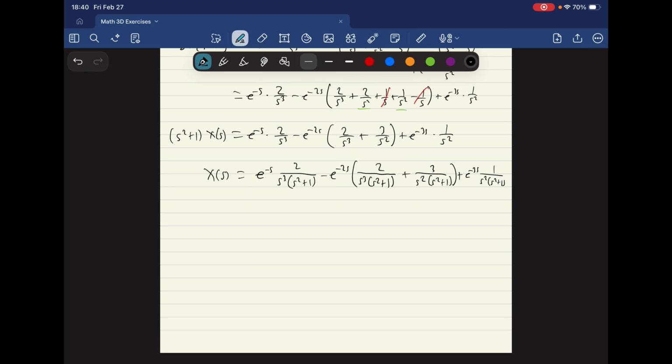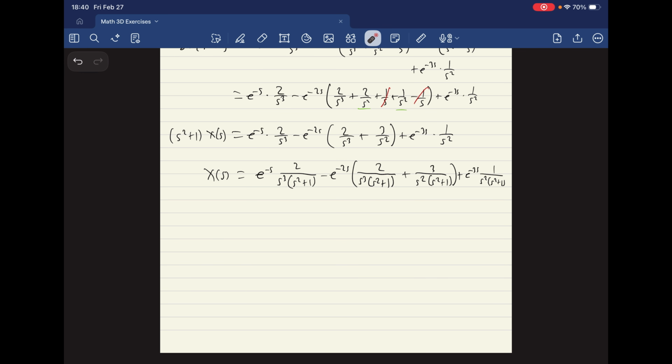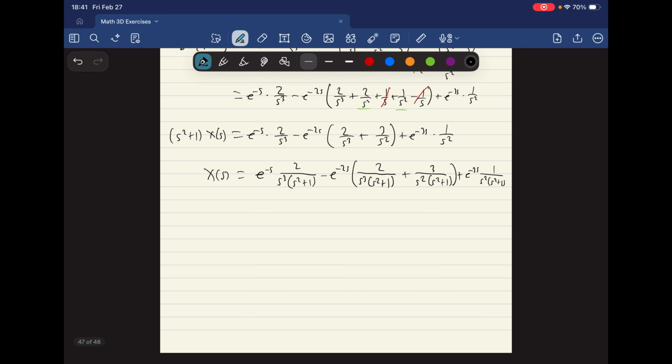Okay. So now, let's not immediately start expanding this just yet. I want to illustrate something, okay? So let's take inverse Laplace transforms. You'll see why we're doing this in just a moment.